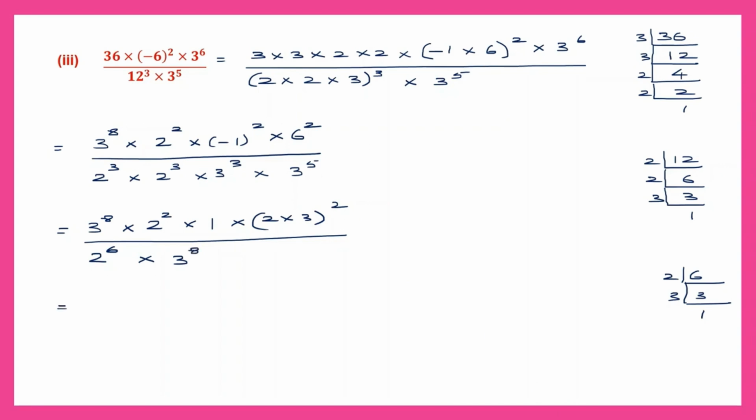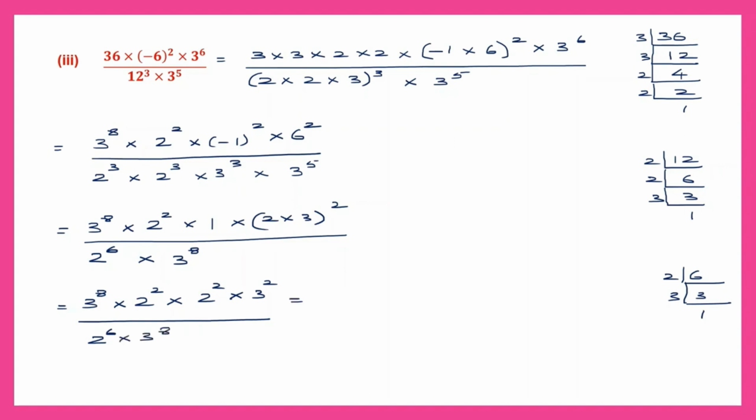Then let's continue. 3 to the power of 8 into 2 to the power of 2 into 1 you don't have to write because when you multiply with 1 you get back the same thing. Into. Now here we're going to open the brackets. That means each number inside is carried to the power of 2. 2 to the power of 2 into 3 to the power of 2. So let's write 2 square into 3 square. Then in the denominator 2 to the power of 6 into 3 to the power of 8.